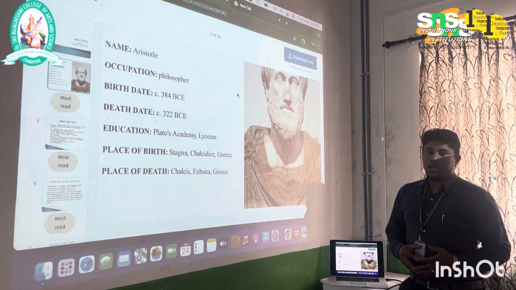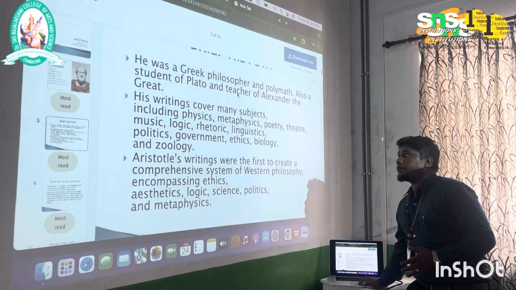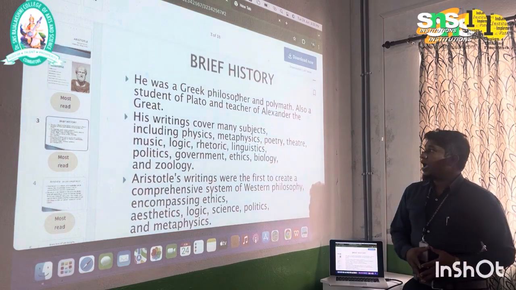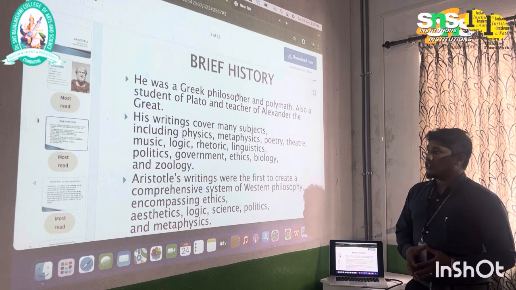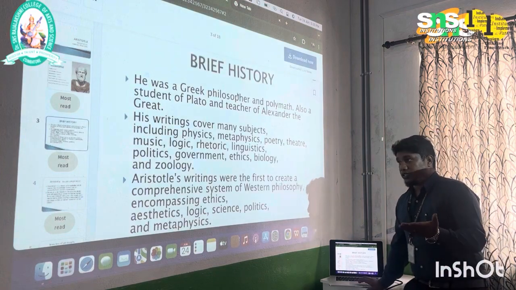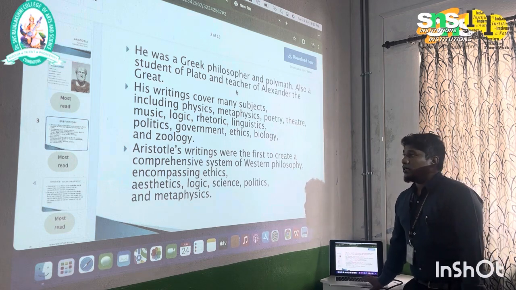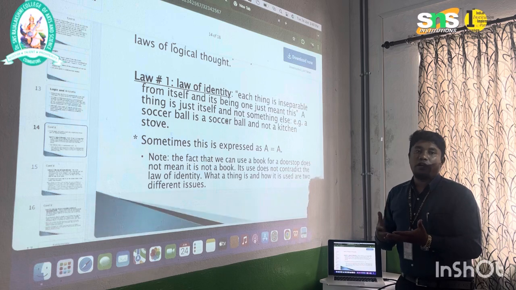Today we are going to see about Aristotle. Aristotle was a philosopher who was born in 384 BC and died in 322 BC. He studied at Plato's Academy and the Lyceum. He was born in Stagira, Greece, and died at Chalcis, Euboea, Greece. He was a Greek philosopher and polymath, a student of Plato and a teacher of Alexander. His great writings cover many subjects including physics, metaphysics, poetry, theatre, music and logic.